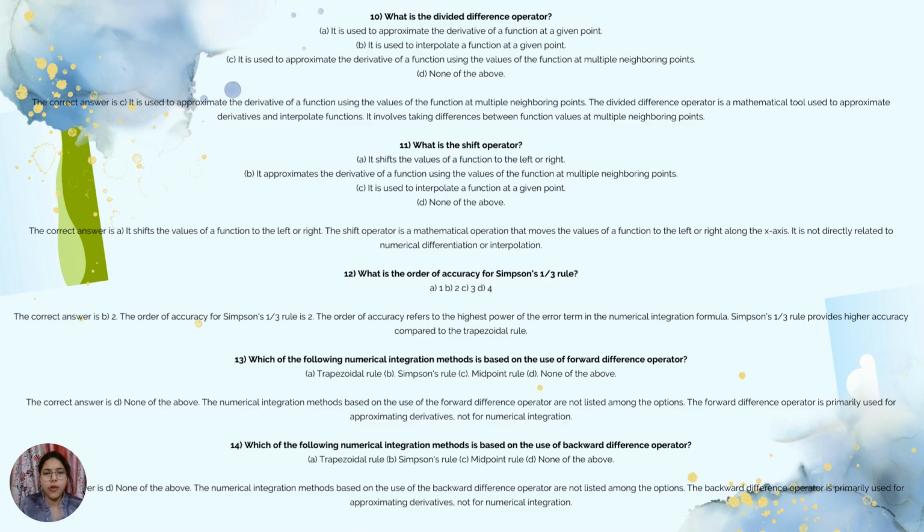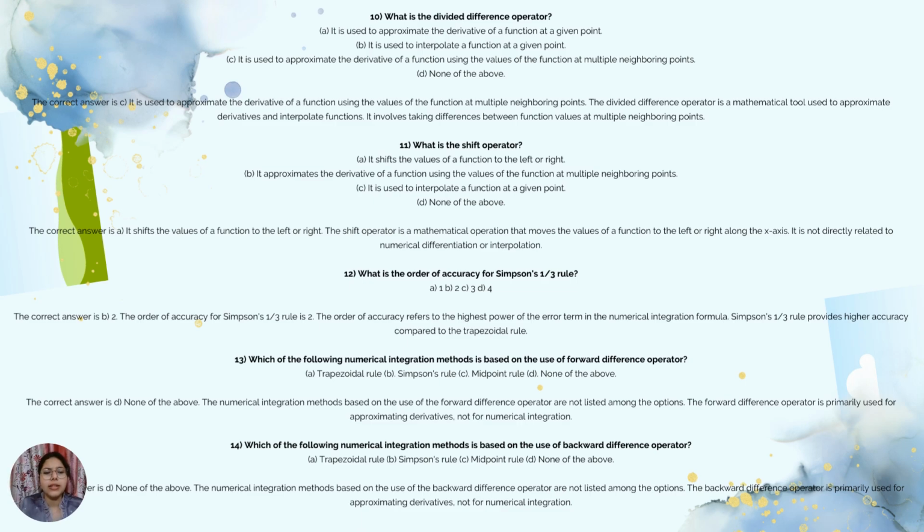Question number 11. What is a shift operator? Option A. It shifts the value of a function to the left or right. Option B. It approximates the derivative of a function using the values of the function at multiple neighboring points. Option C. It is used to interpolate a function at a given point. And option D. None of the above.